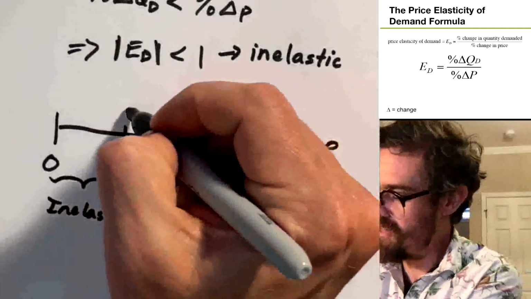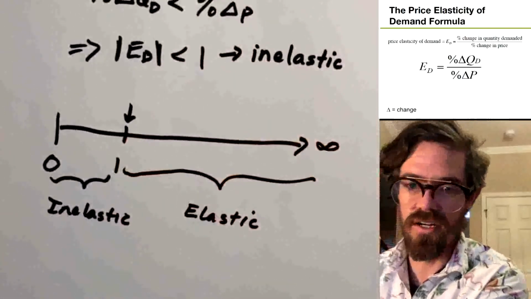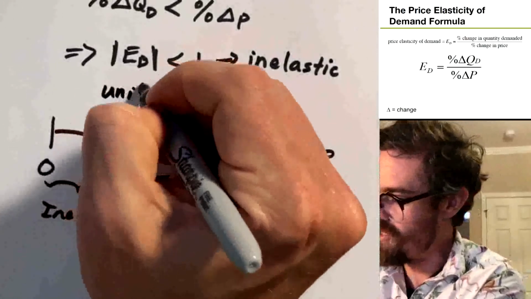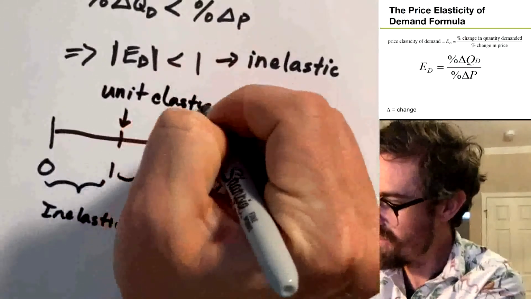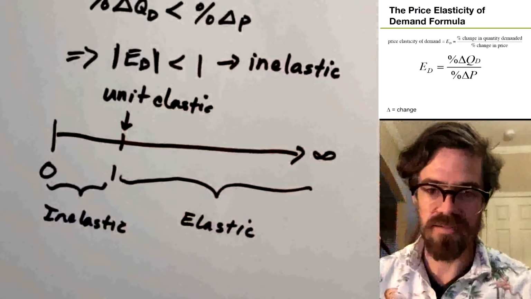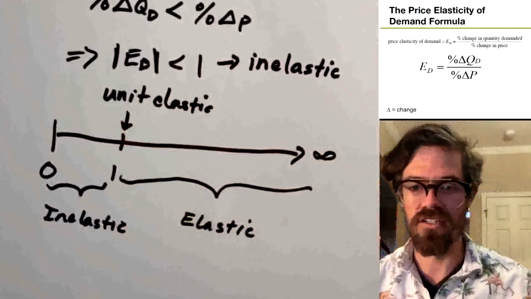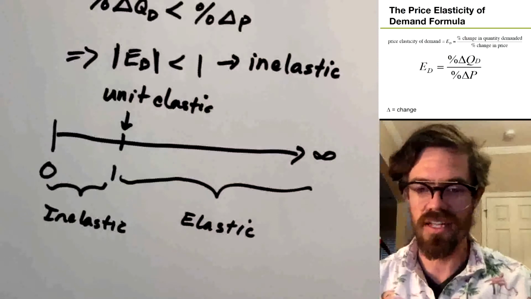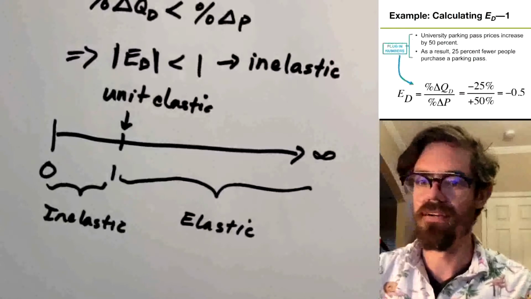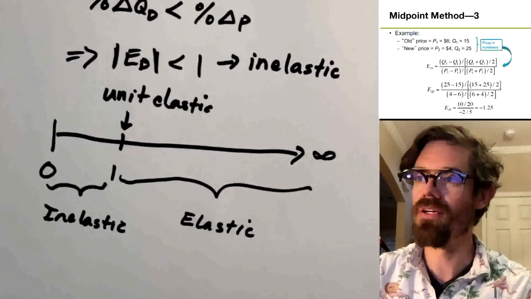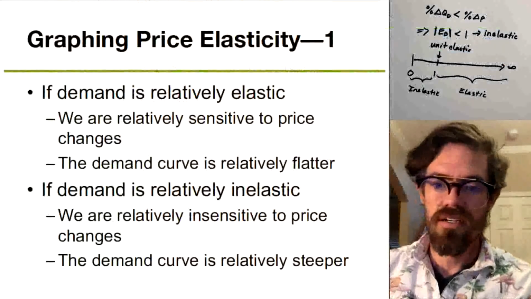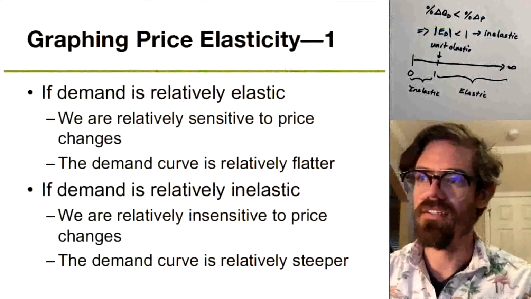Okay. And then we have a name for when it's exactly equal to 1. That's called unit elastic demand. Unit meaning 1. So if it's exactly equal to 1, it's called unit elastic. It's neither inelastic nor elastic. It's unit elastic. All right. Let me get back to where we were in the slides. Okay, so that's what we were talking about here.